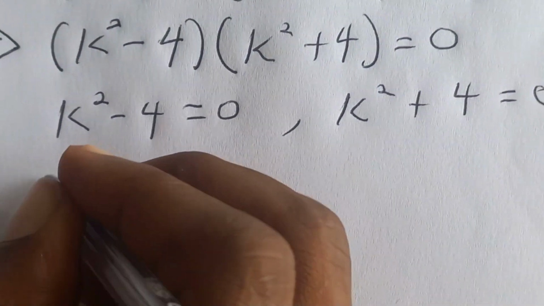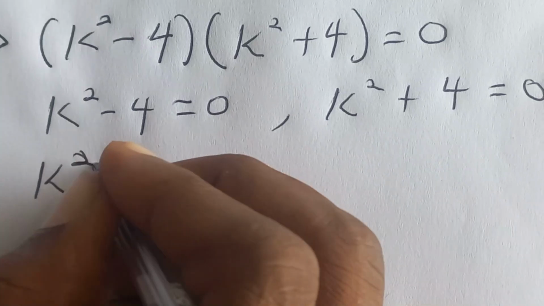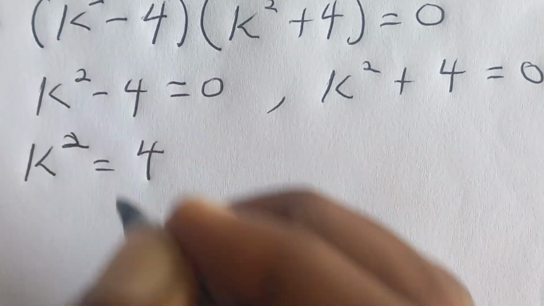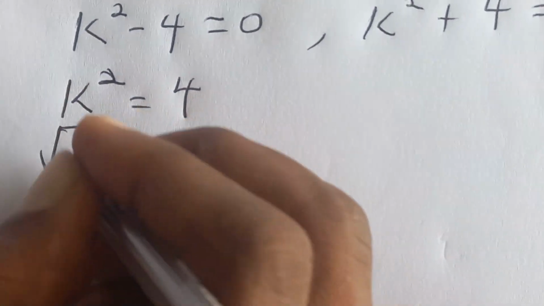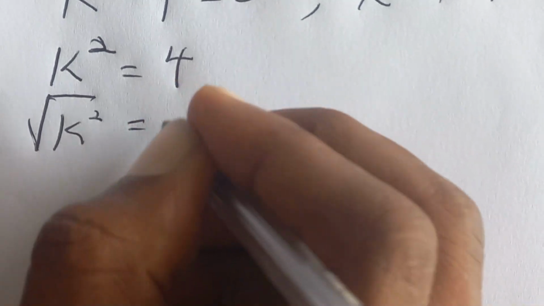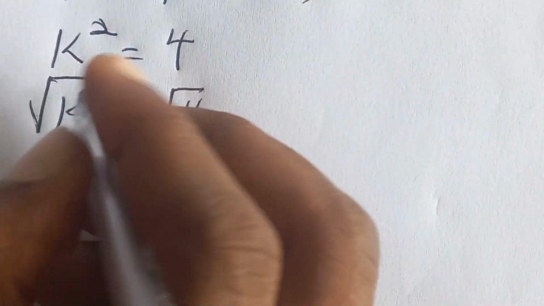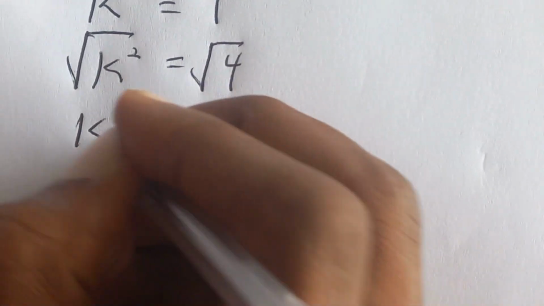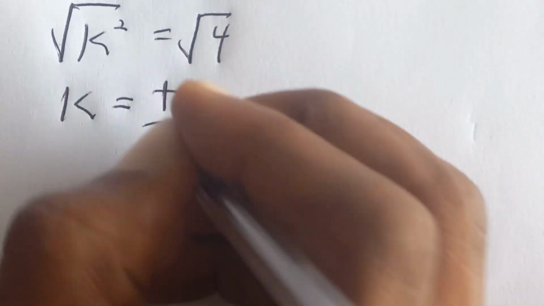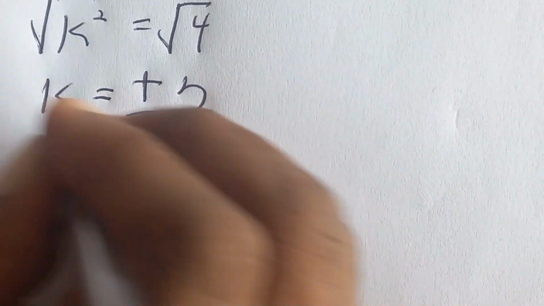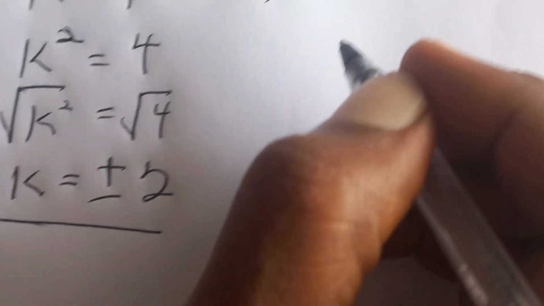So from here, we say that k squared is equal to 4. So we take square root of both sides. So this one, we're going to get k is equal to plus or minus 2. Let's solve this one too.